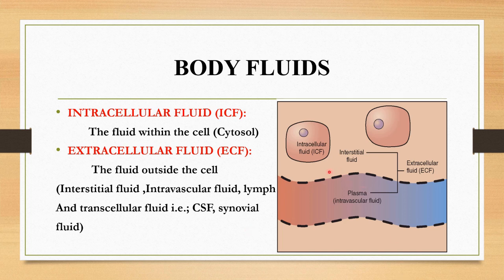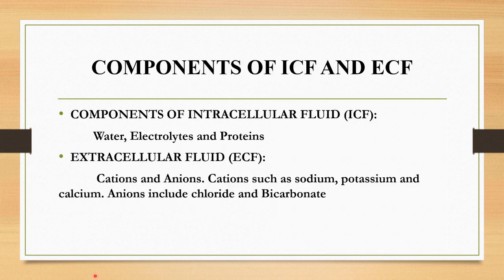In the picture, you can clearly see intracellular fluid, that is the fluid within the cell, and extracellular fluid, which is the fluid present outside the cell. Let's see what this fluid contains. The intracellular fluid consists of water, electrolytes, and protons, and extracellular fluid consists of cations and anions. Cations such as sodium, potassium, and calcium, and anions, which include chloride and bicarbonates.